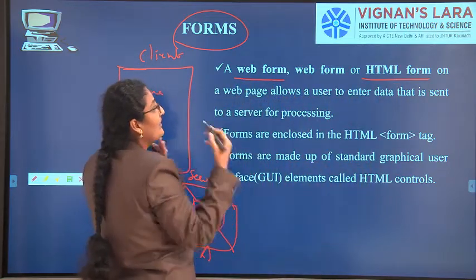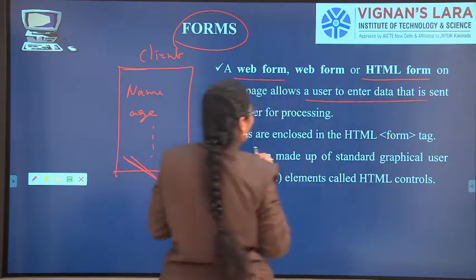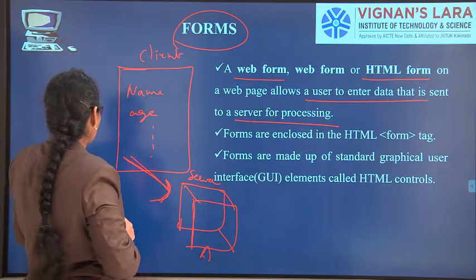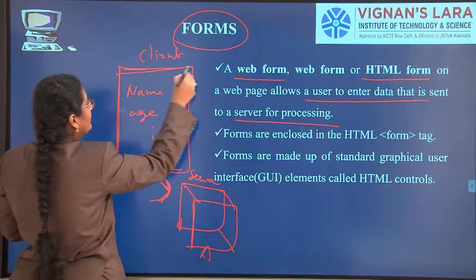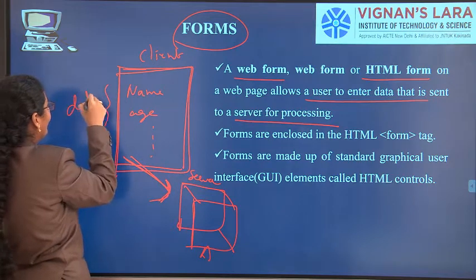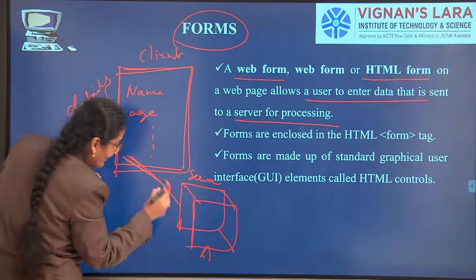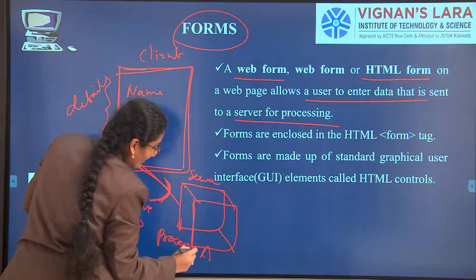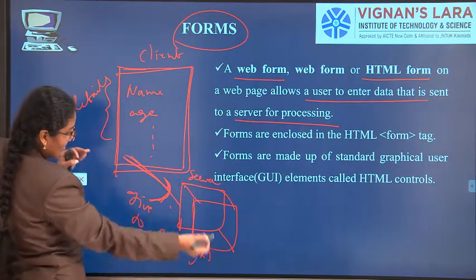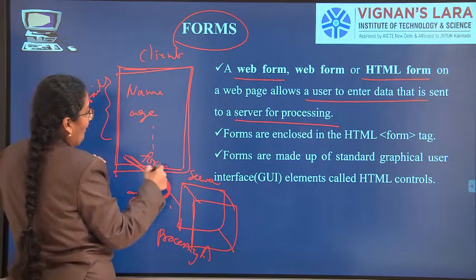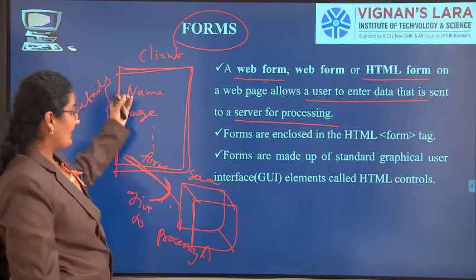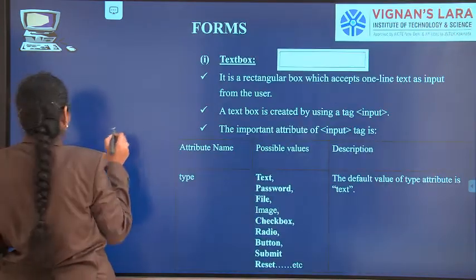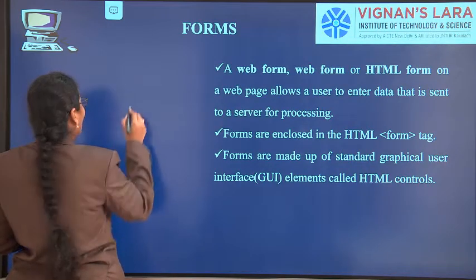Why is this form used? This form is used to enter user details. Who will process that? Server will be processing that. See here, I am the client. These are my details. These details I am giving to server for processing. So how am I giving these details to server for processing? Through form. Through form, somebody can give their details to server for processing. So what is the form tag?